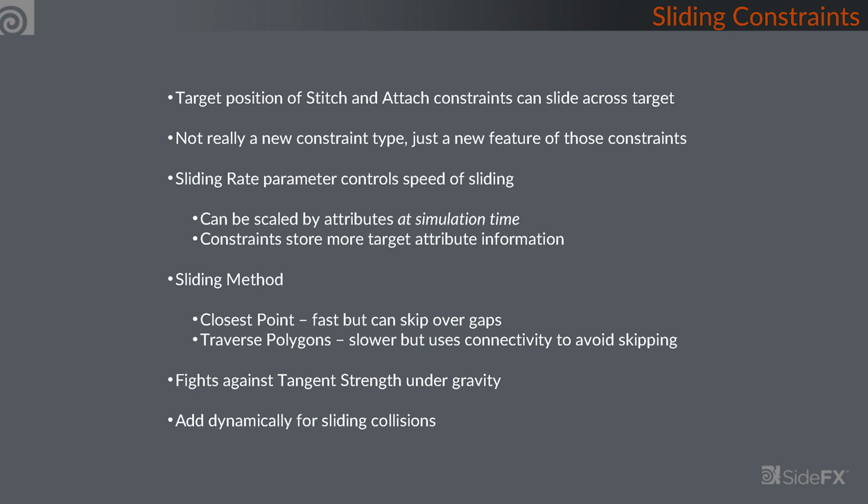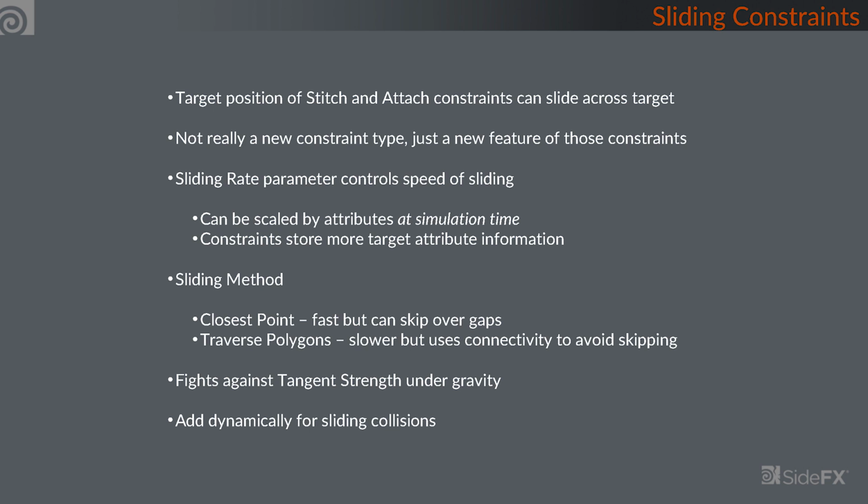And that's fast, but it can skip over gaps. So if you've got concavities in your geometry or someplace where two pieces of geometry meet, like where the arm might meet the body of a character, it can sometimes skip over gaps because the next closest point is on non-connected target geometry. And I'll show you an example of that. And the other method is what's called traverse polygons, which actually walks outwards from the current sliding position to the next one along the connected polygons. And it's slower, but since it's using connectivity, it does a better job of not making jumps over gaps. And again, I'll show you an example of that.